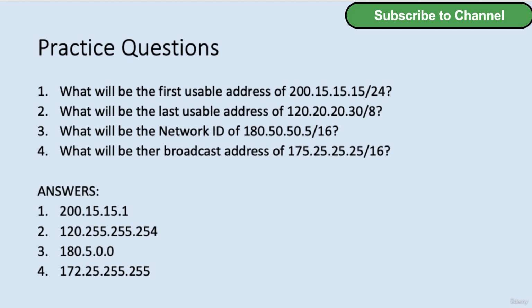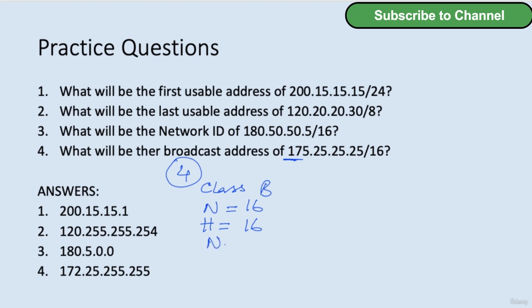Now the fourth question: what will be the broadcast address of 175.25.25.25/16? If you see the first octet, it is again a class B IP address. And the mask is /16, it means the default mask is given, and the network bits of class B are always 16. Since the mask is default, it means there is no subnetting done, no subnet bits are present there, so the host bits will be 16. So network plus host bits, 16 plus 16, will be 32.